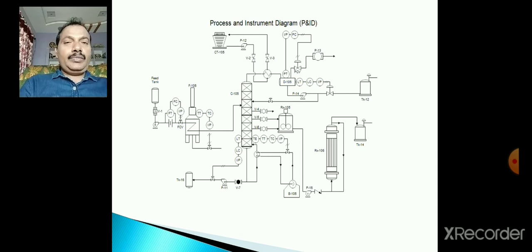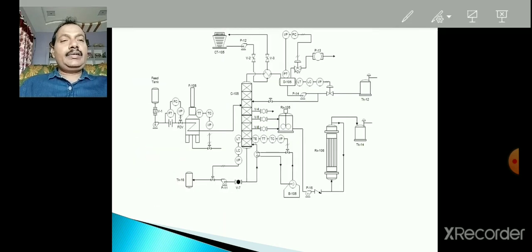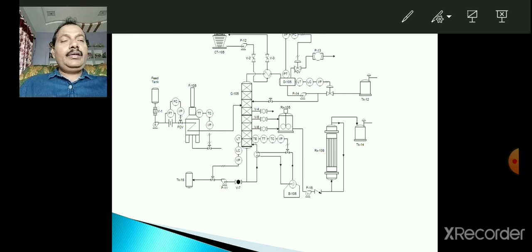So now let us see the PID diagram for the petrochemical plant. Here one distillation column is taken, and you see the PID symbols: pump symbol, heater symbol, and flow control, flow transmit control, temperature transmit control. These symbols are standard symbols.